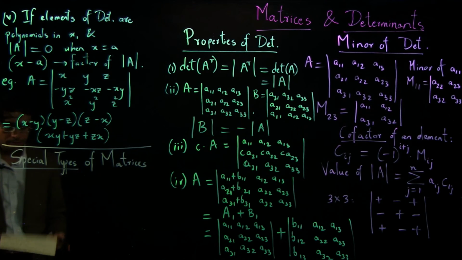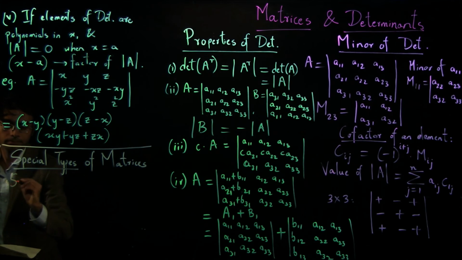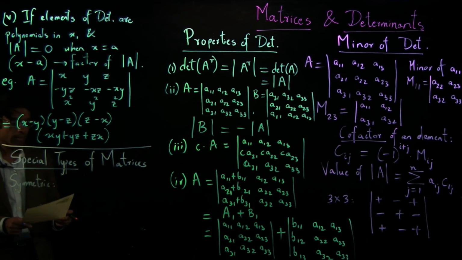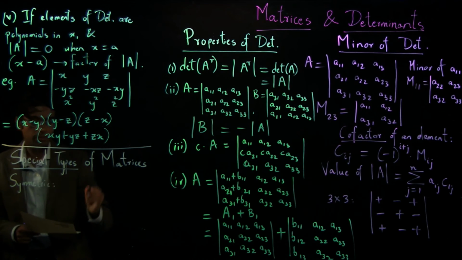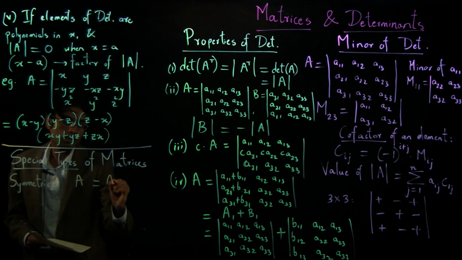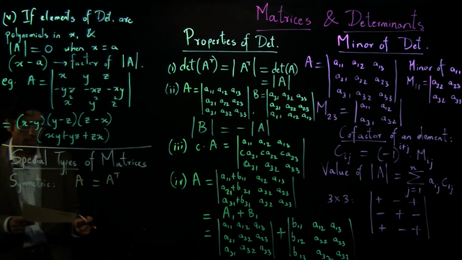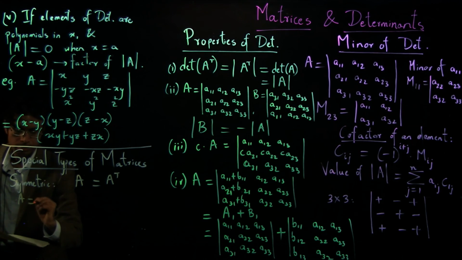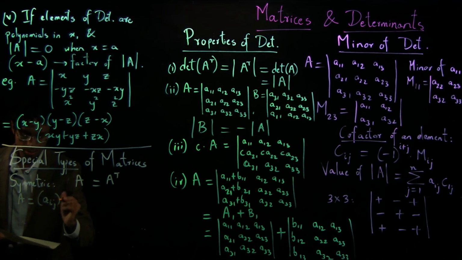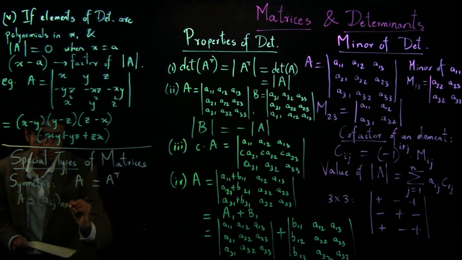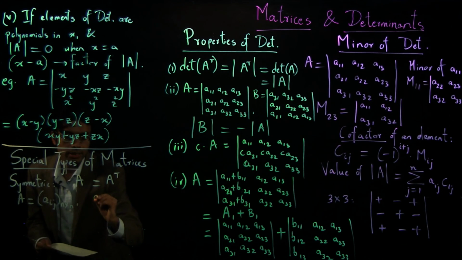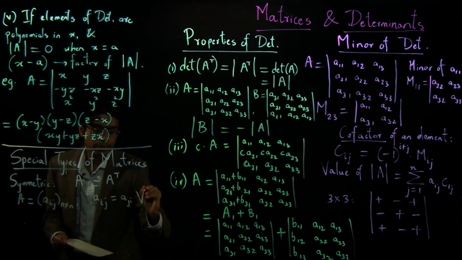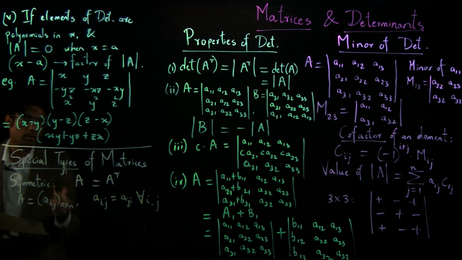The first special type that we need to consider is a symmetric matrix. A symmetric matrix is defined by A equals A transpose. This only works for square matrices. So for example, if A is written in the general form Aij, n by n, if Aij equals Aji for all i, j, then A is said to be symmetric.